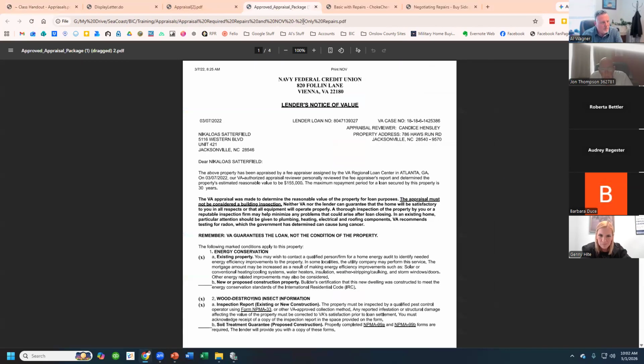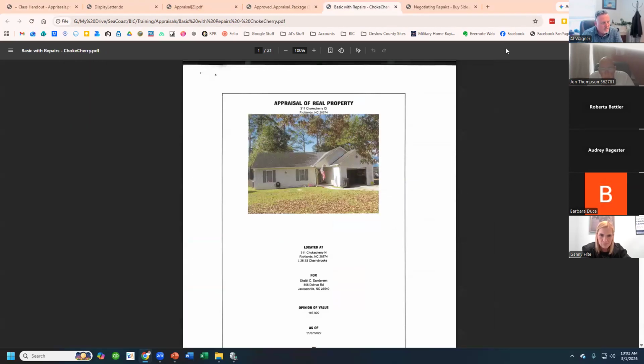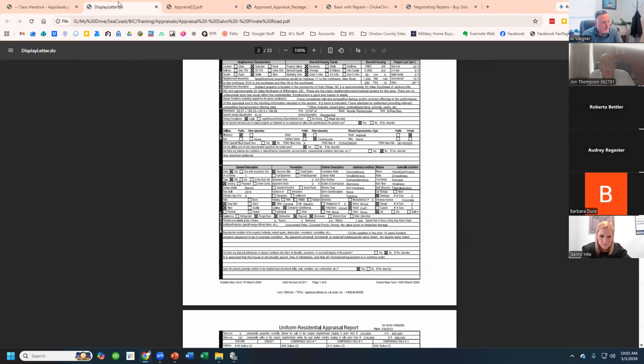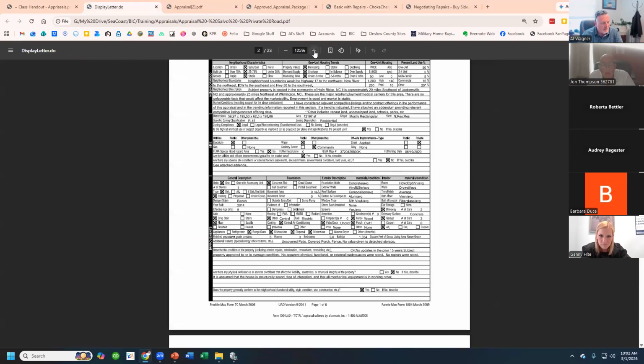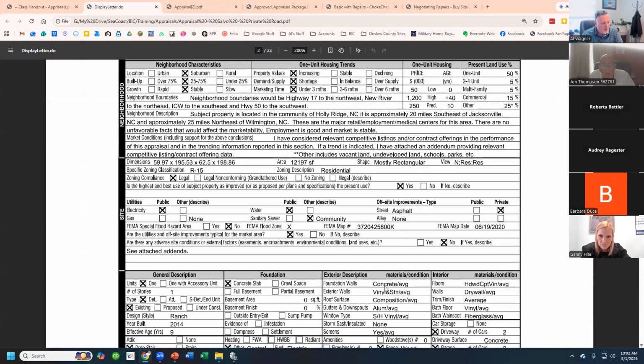Let me show you. This is a sample of an appraisal where they call things like private road. That's checked. Again, we need to get a road maintenance agreement, right?